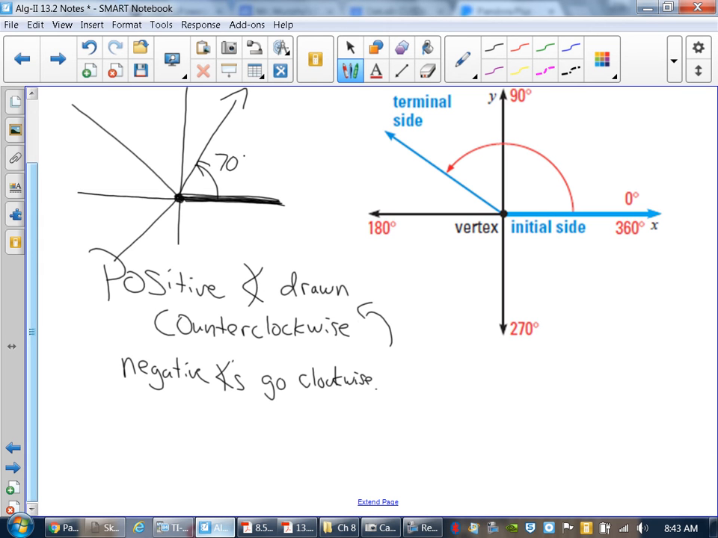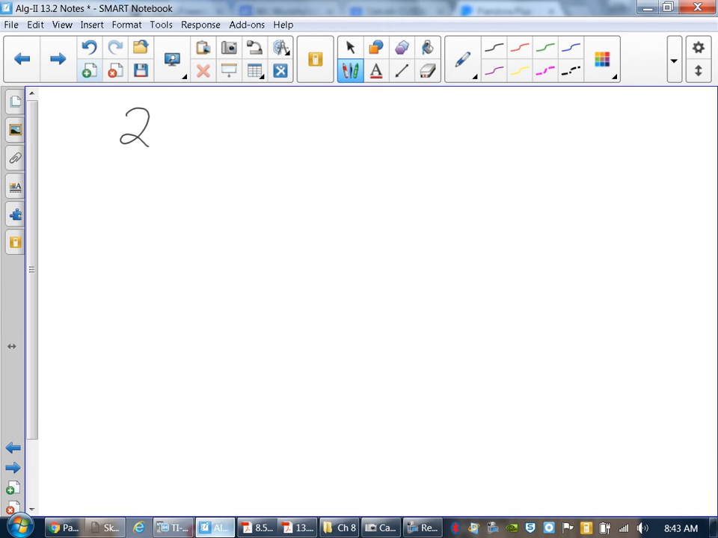Let me show you an example. I want to draw 210 degrees in standard position. Well, the first thing I need to do is create a grid.